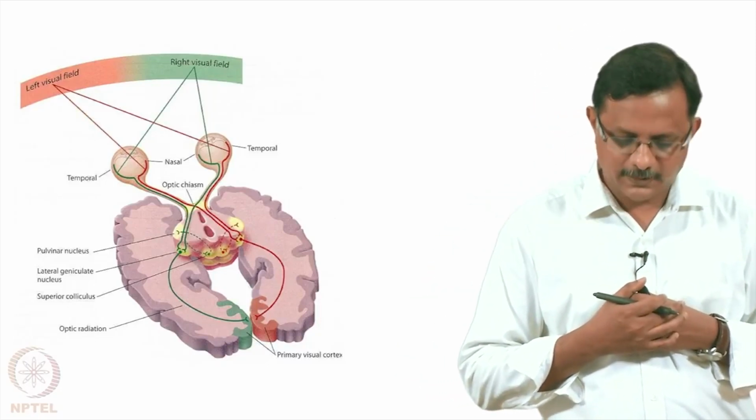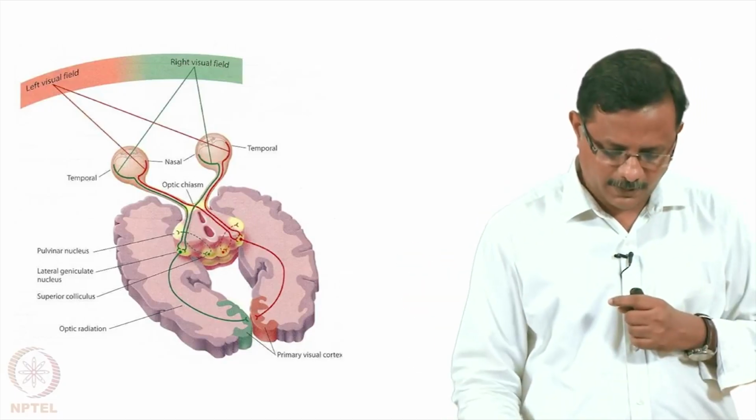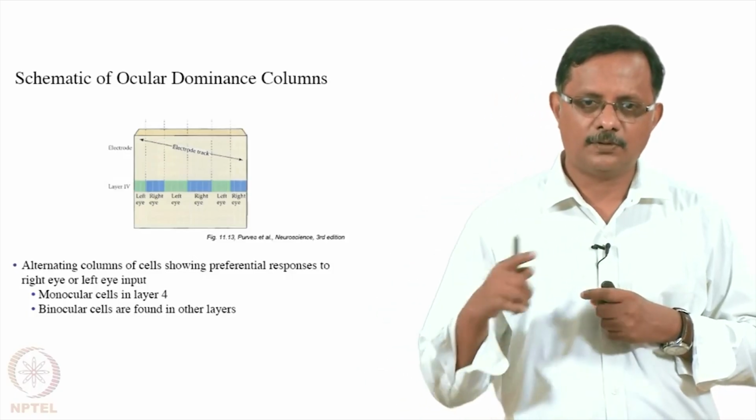So, what they found is that here also they are organized in a nice periodic fashion. So, for example, in the cortex, if you record from layer 4, you will find, let us say, neurons which respond to the left eye here, over this whole stretch. And after that, again you will find a stretch where neurons respond to the right eye, and so on and so forth. So, you have a simple repeating periodic pattern of neurons which respond to the right eye and the left eye.